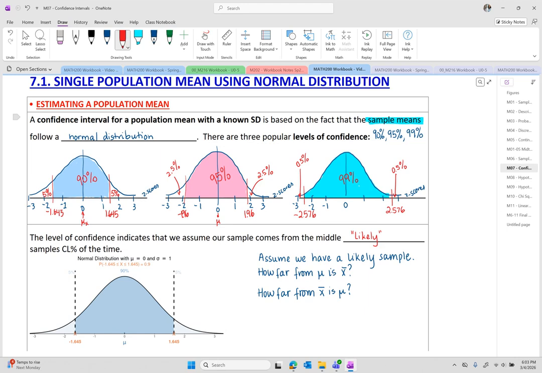If we have a confidence level of 95%, we expect out of 100 samples, 95 of them to have a mean within 1.96 standard deviations away from the actual mean. And at the 99% confidence level, we expect 99 out of 100 samples to have a mean within 2.576 standard deviations away from the actual mean.